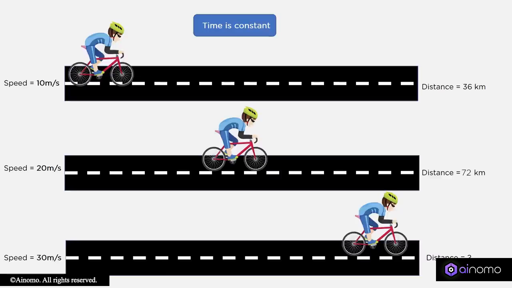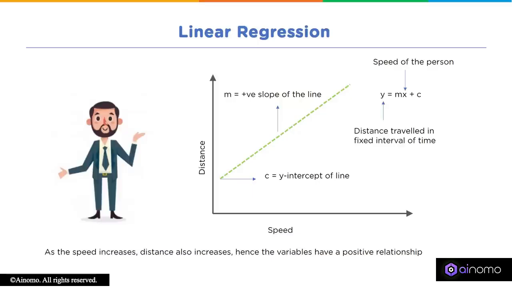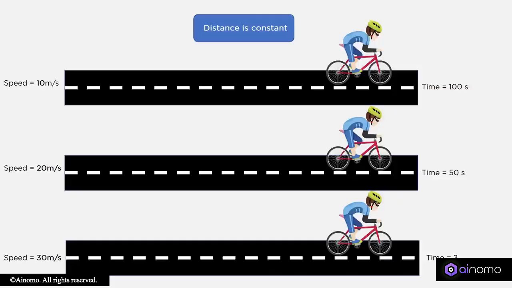But let's take a look at what that looks like in a graph. In a linear regression model, we have our distance against the speed, and m equals the positive slope of the line. We'll notice that the line has a positive slope, and as the speed increases, distance also increases. Hence, the variables have a positive relationship. So with the speed of the person, y equals mx plus c, is the distance traveled in a fixed interval of time. We could very easily compute, either following the line or just knowing it's 3 times 10 meters per second, that this is roughly 102 kilometers of distance that this third bicyclist has traveled.